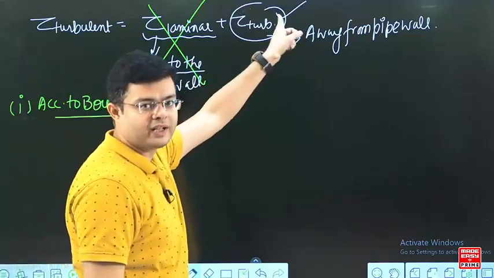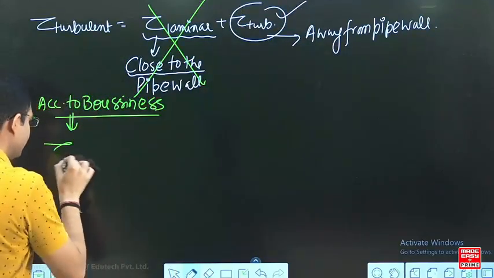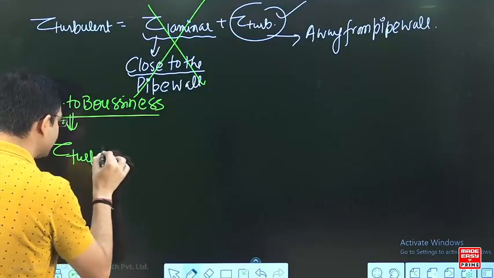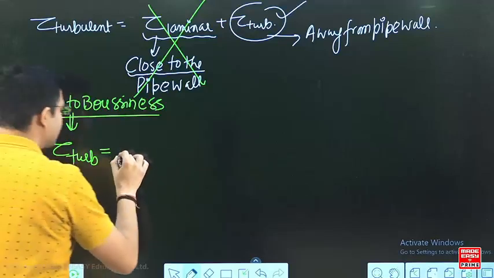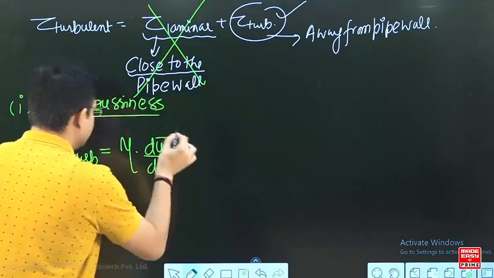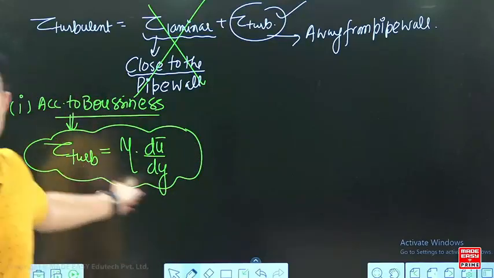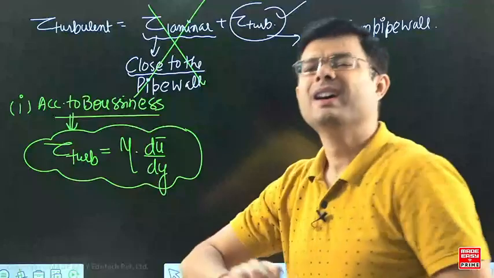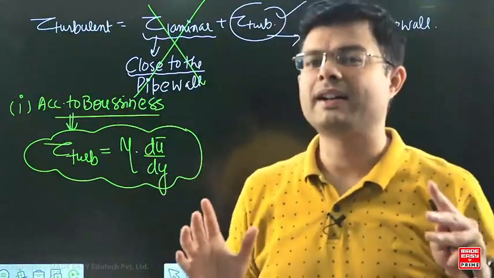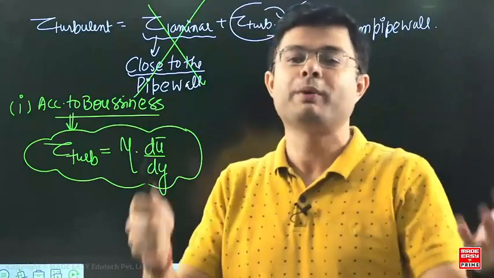He gave the value of shear due to turbulence. From his experiment, he gave the value of tau turbulent, and he wrote the value as eta into du bar by dy. This was the result which Boussinesq got. I haven't marked a star over this equation, which means whether you remember it or not doesn't matter, because this theory was a failure. It didn't gain popularity.